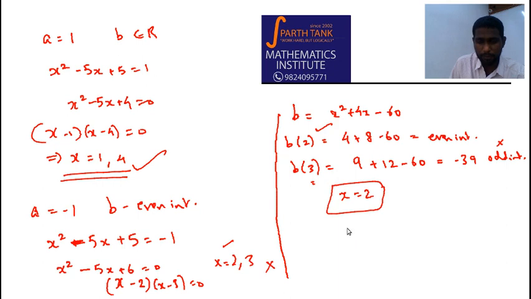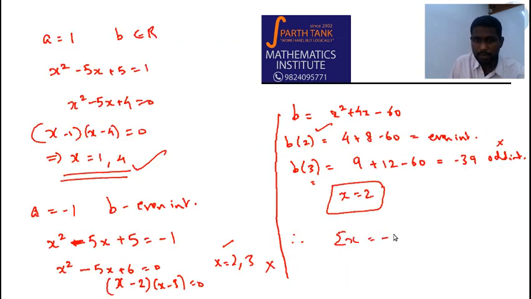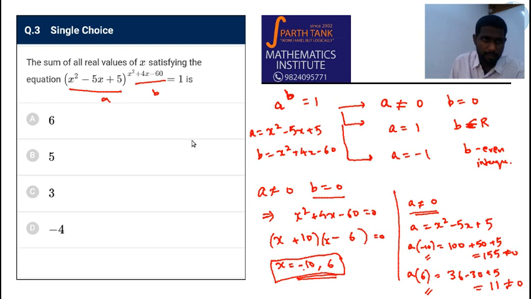Therefore all the values of x, the sum of all real values of x. So minus 10, 6. Sum of all values of x is minus 10 plus 6. And then I have plus 1 plus 4 plus 2. So this gives me 6 plus 7, 13 minus 10, which is 3. Okay. So answer is 3, option C.